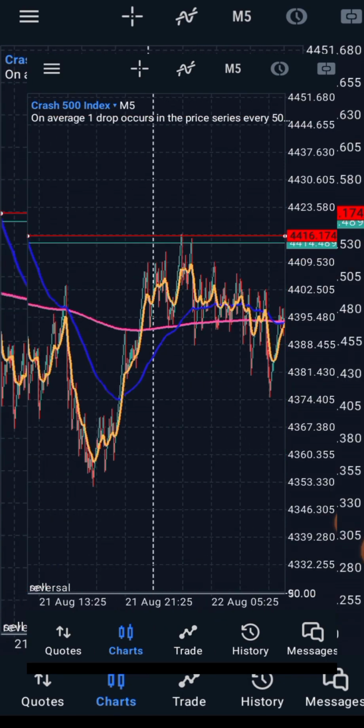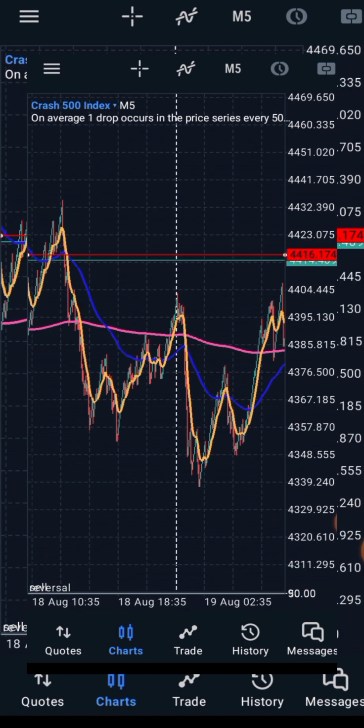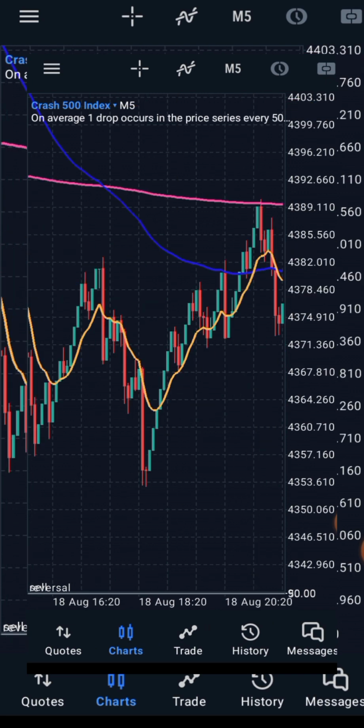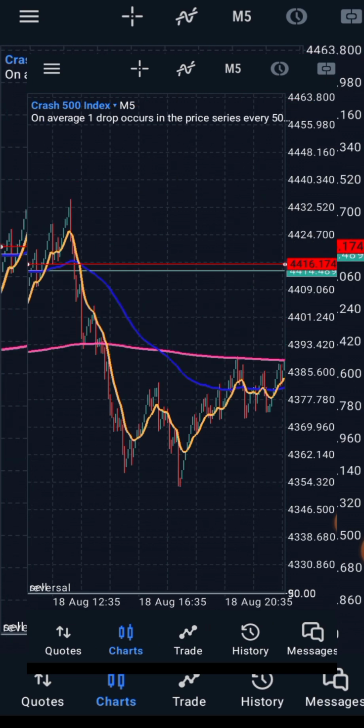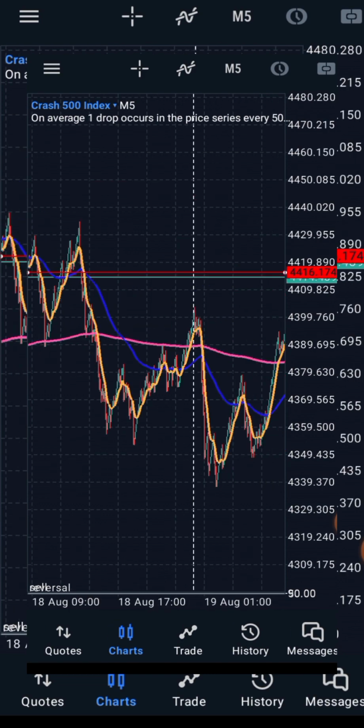Let's go for the selling opportunity. How to sell using this same method. Now, see, selling the crash is not the same thing as buying the crash. There is a slight difference in it. Now, what do you want to see?